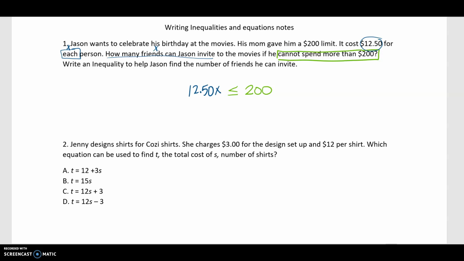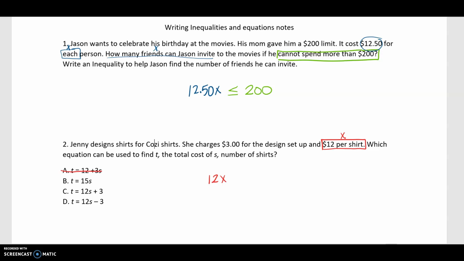Okay, so first thing I see is it says $12 per shirt. All right, I have been trained to know that per means multiply, right? So it's saying that it's $12 for every shirt. So I know I'm going to be multiplying 12, right? So I'm going to eliminate A because I'm not multiplying 12 in that situation.